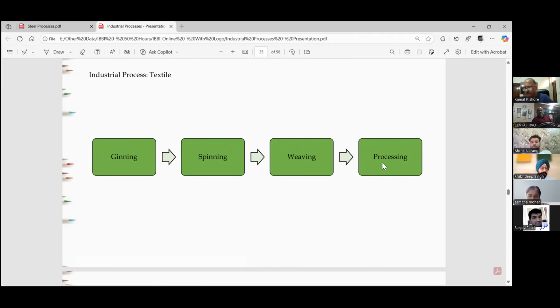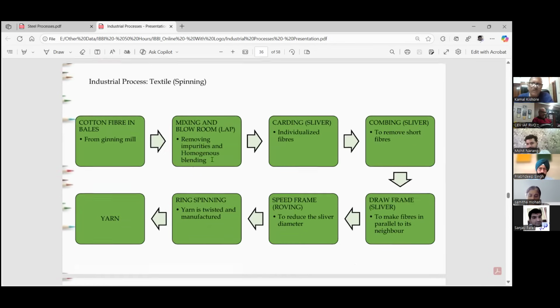So the ginning mill is a simple process. From the cotton flower, they are removing the cotton fibers, and the rest of the hard material will be left as it is. So it's cotton fiber only, rather than the cotton flower, that goes to the spinning mill. Okay, what happens in the spinning mill? Anyone?